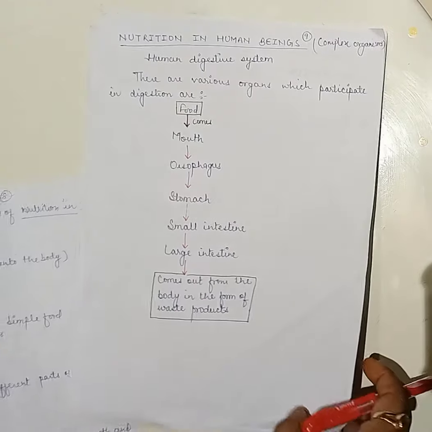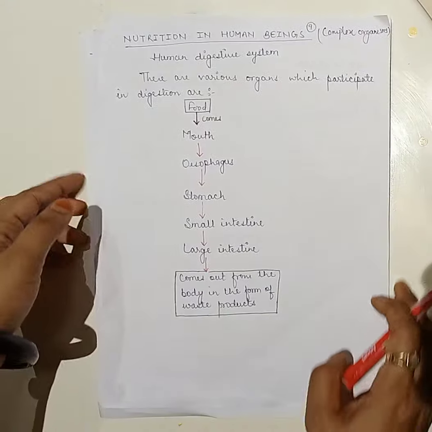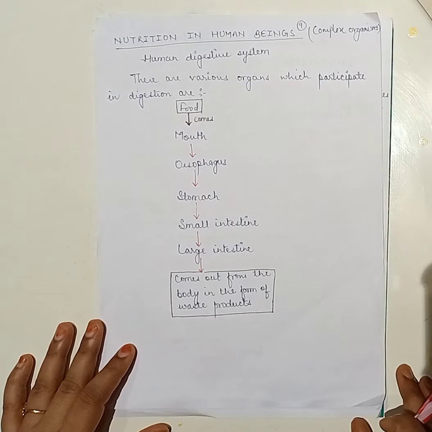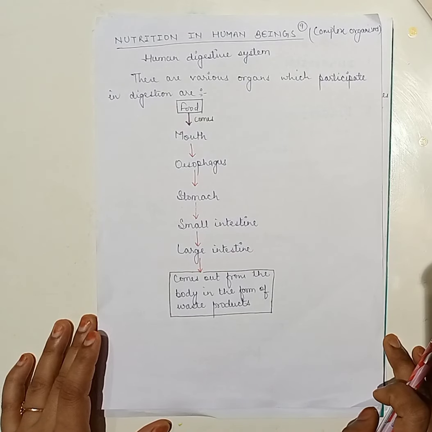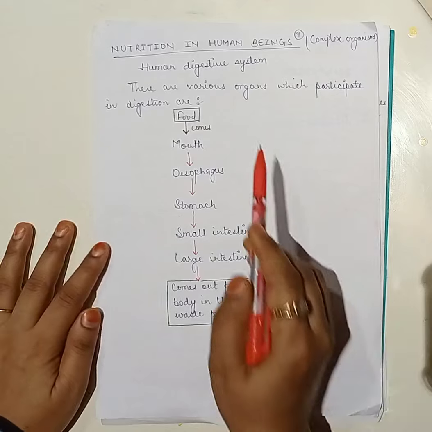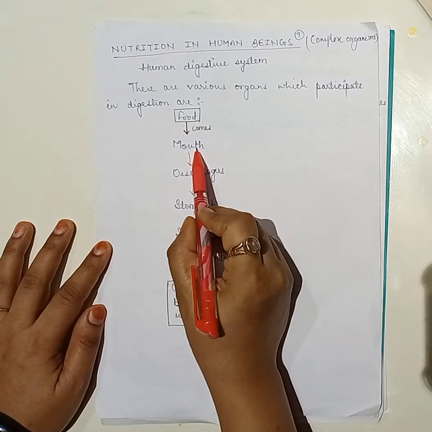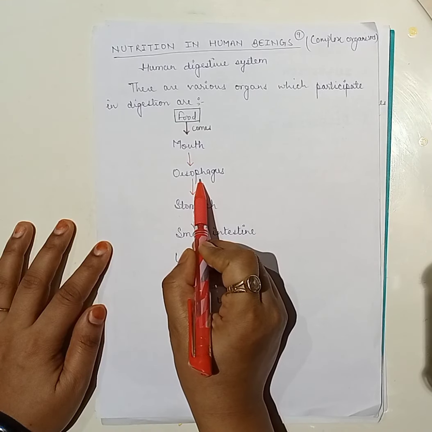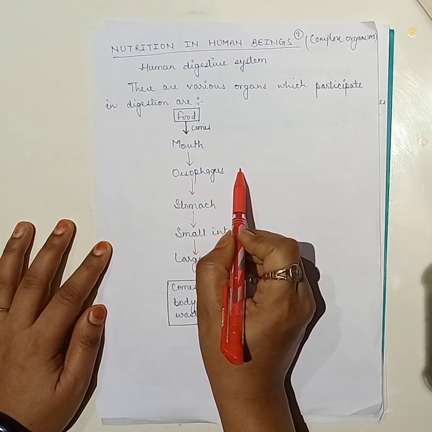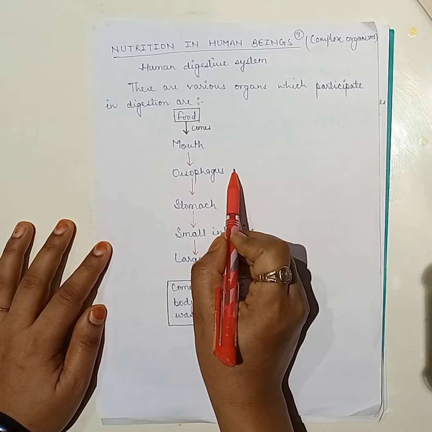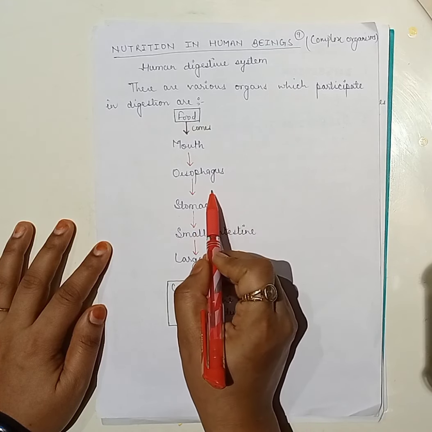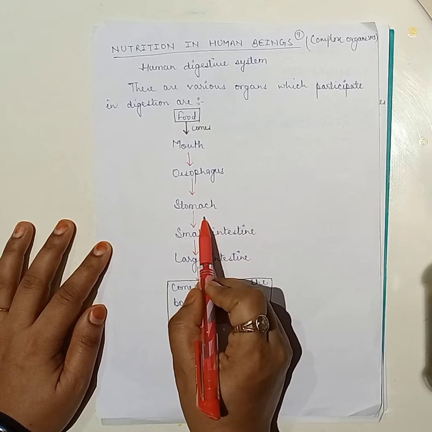Now in case of the human being, first the food will come into the mouth. First we eat food, it will come to the mouth. Then from the mouth it will come to the esophagus, which is also called the food pipe. Then with the help of the food pipe, from the mouth it comes to the stomach.